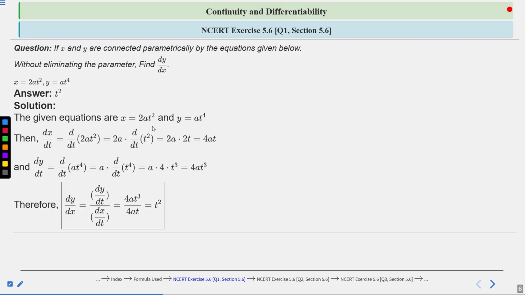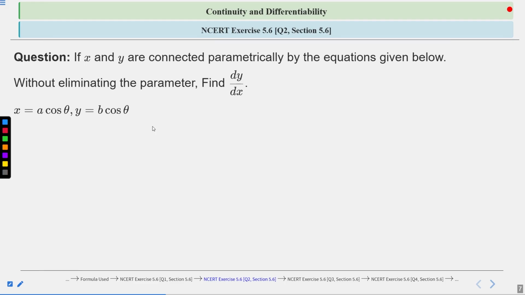Clear? Okay, let us move to the next section. Next question. If x and y are connected parametrically by the equations given below, without eliminating the parameter, find dy by dx. Again, x is equal to a cos theta and y is equal to b cos theta.